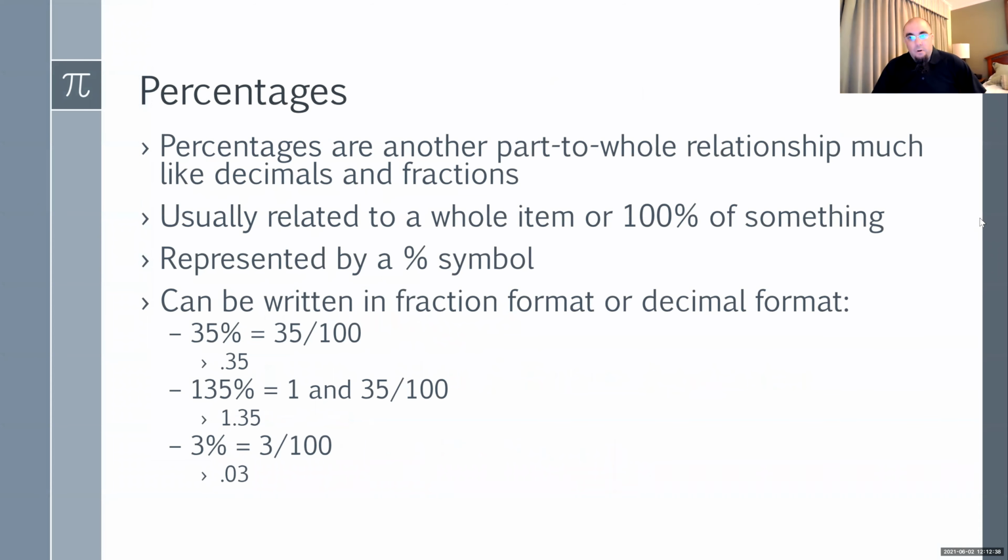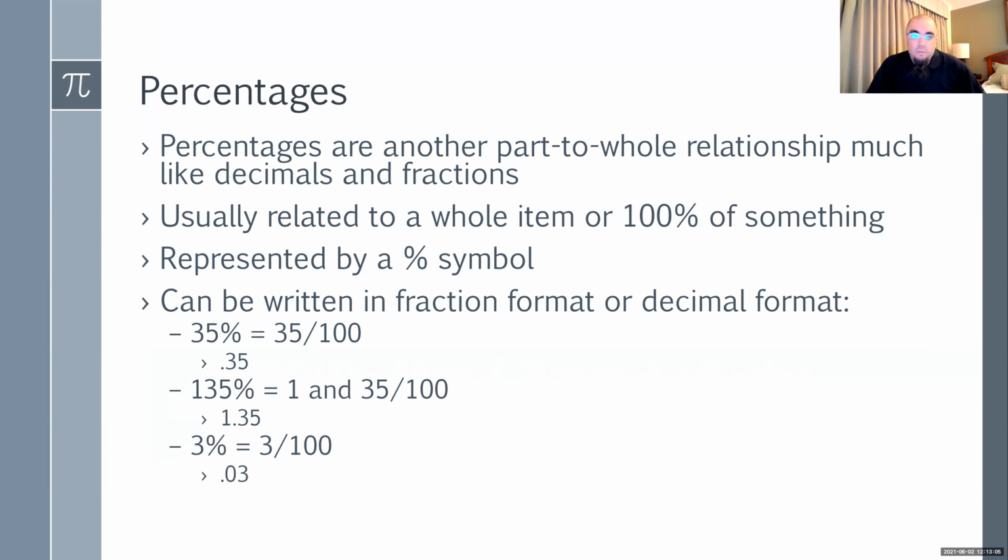Percentages are another part of the whole relationship, much like decimals and fractions, right? So if you have 10% of something, that means you literally only have one out of every 10 parts of it. It looks at how much of 100% of something you have, or if you have greater than 100%, how did you accomplish that, right? It's represented by that percent symbol, which is those two little silly zeros with a slash through them. Can be written in fraction format.